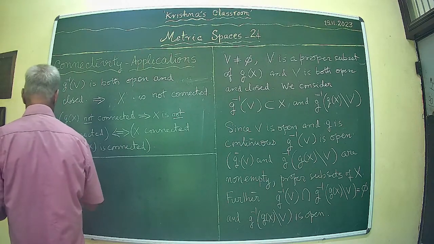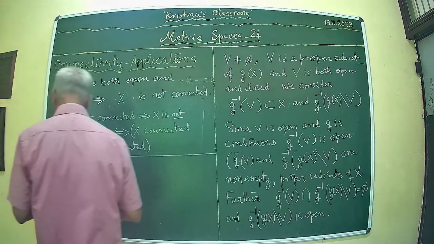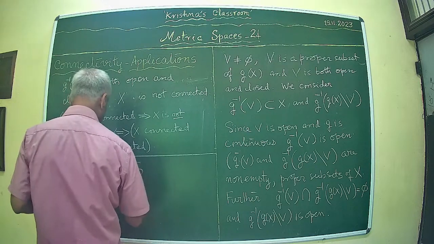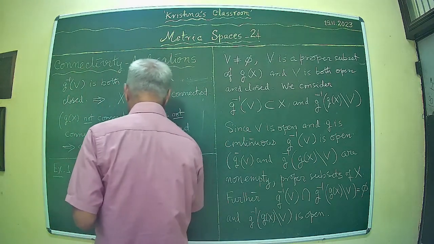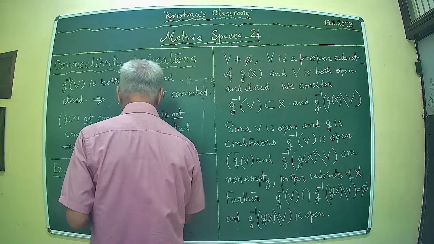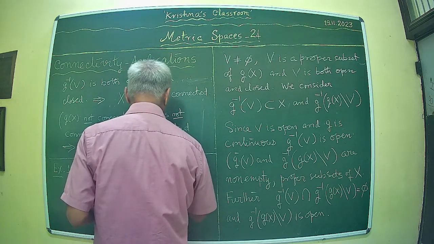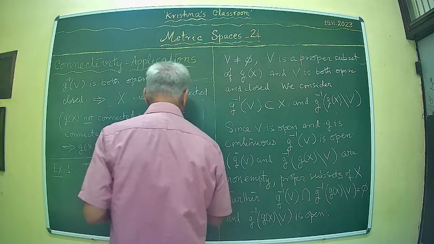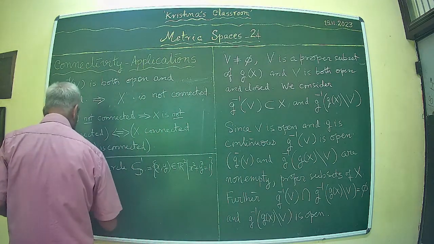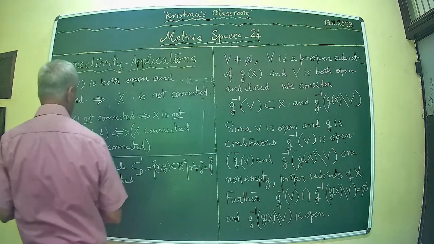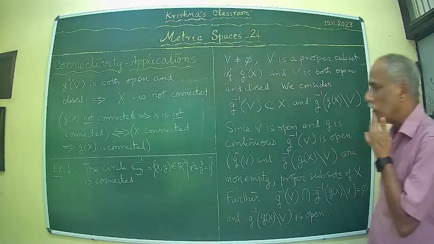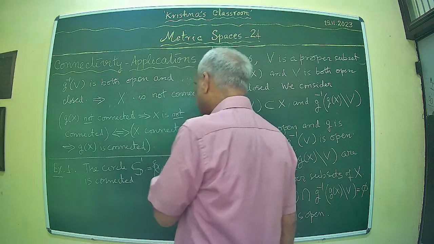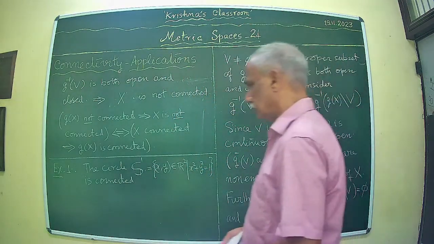So, the circle S1 defined by is connected. So if you can show that S1 is a continuous image of some connected set, then it is done. So that is the strategy.